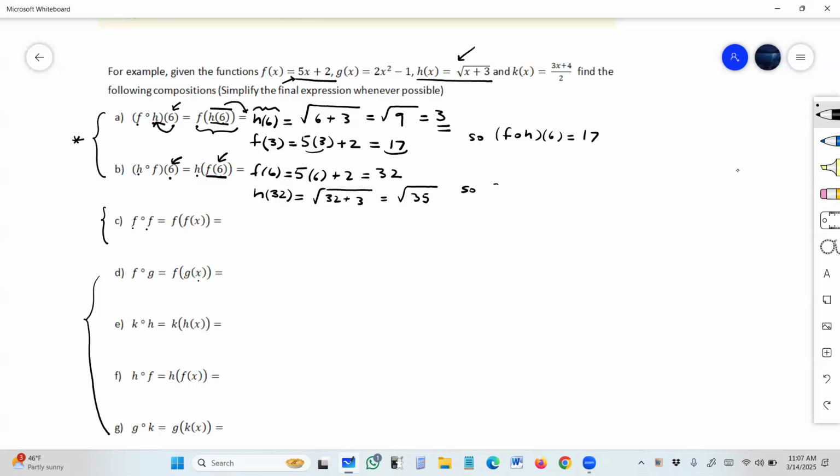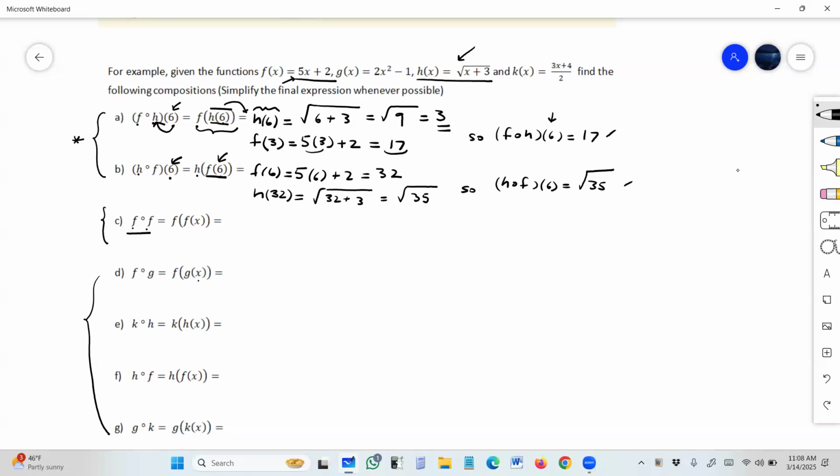So h compose f at 6 is just the square root of 35. So notice how different the answers come out. It's just two different compositions, right? We're forming a new function with a different composition. Even though they're evaluated at the same point, the function that comes first is different. So the answers are different.